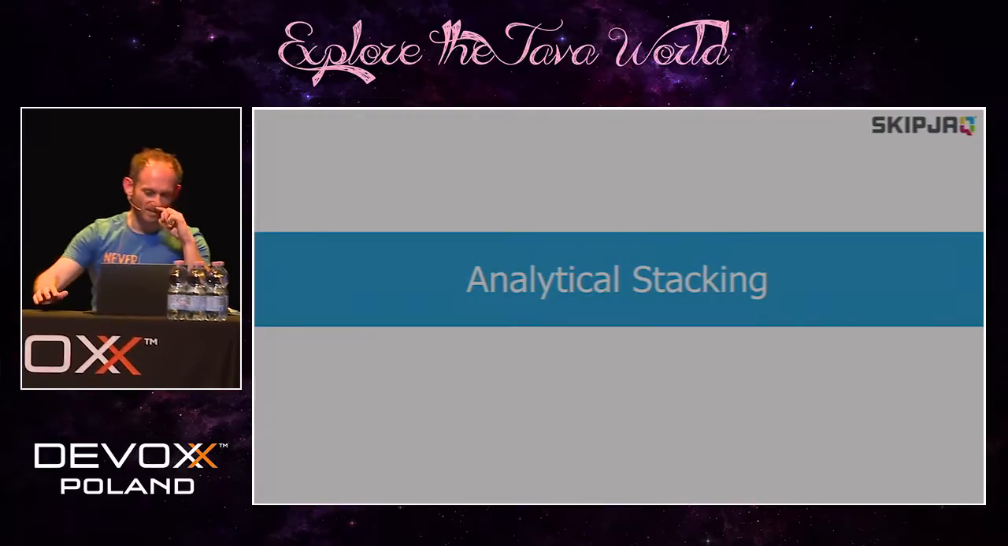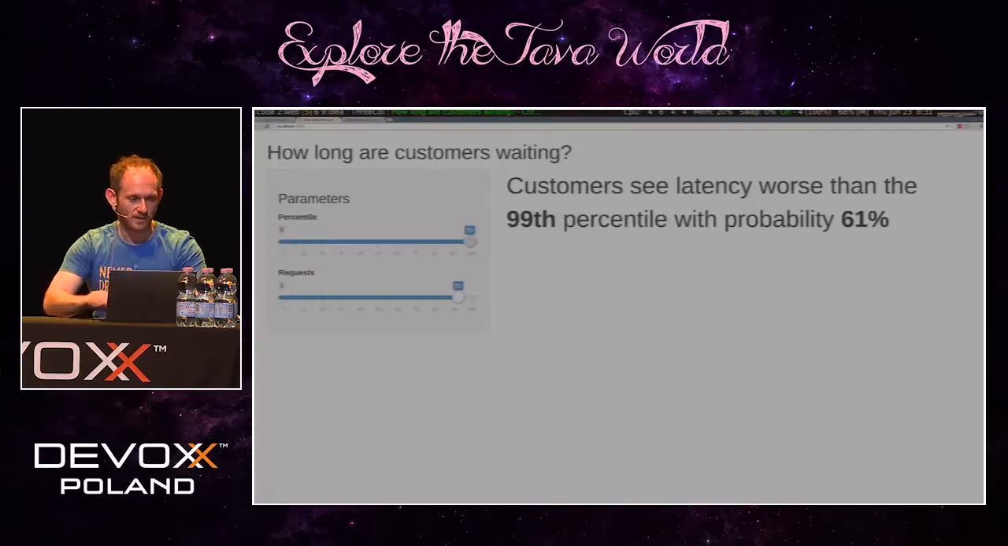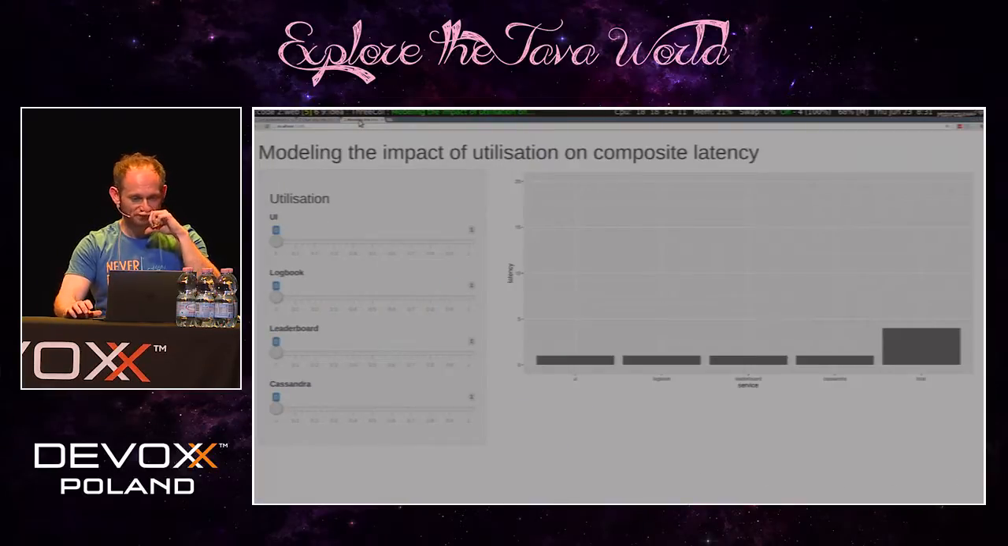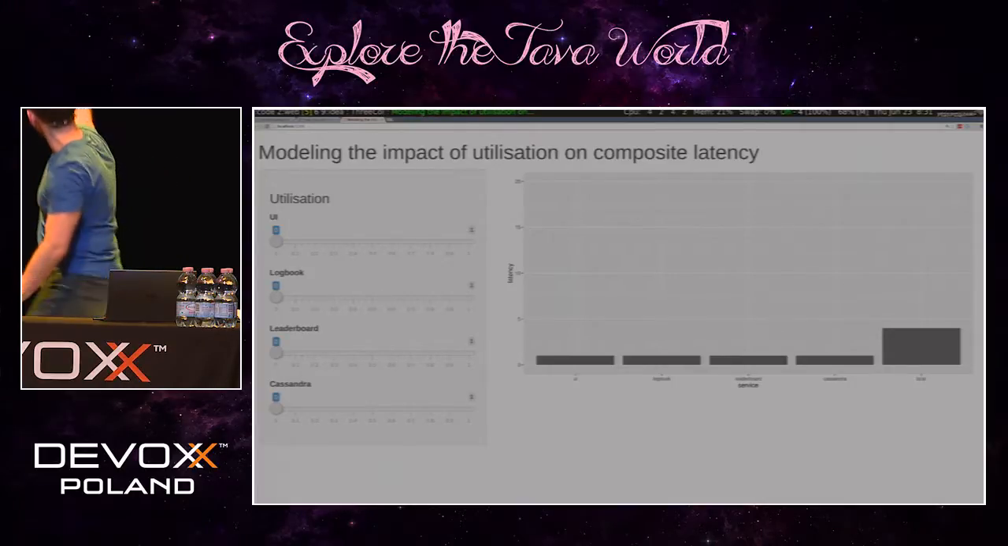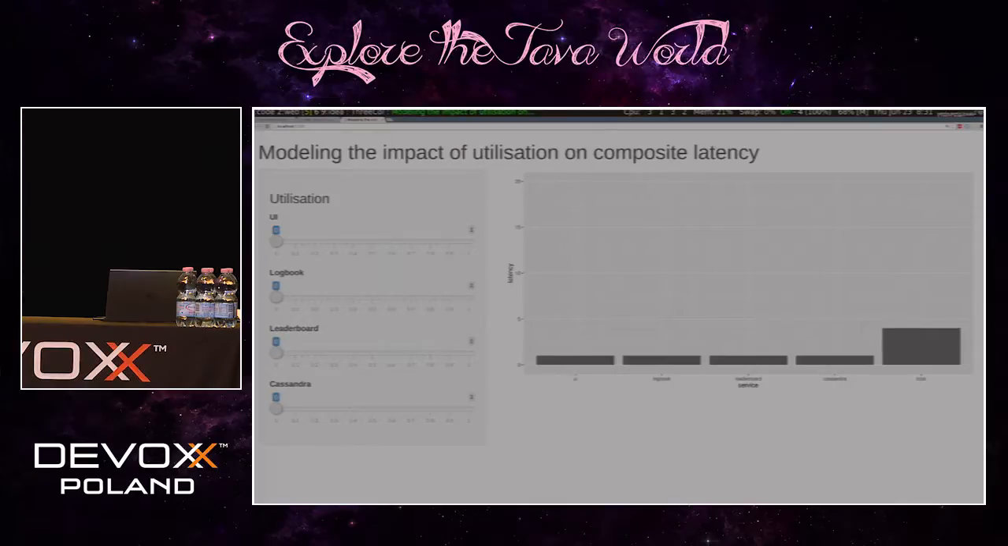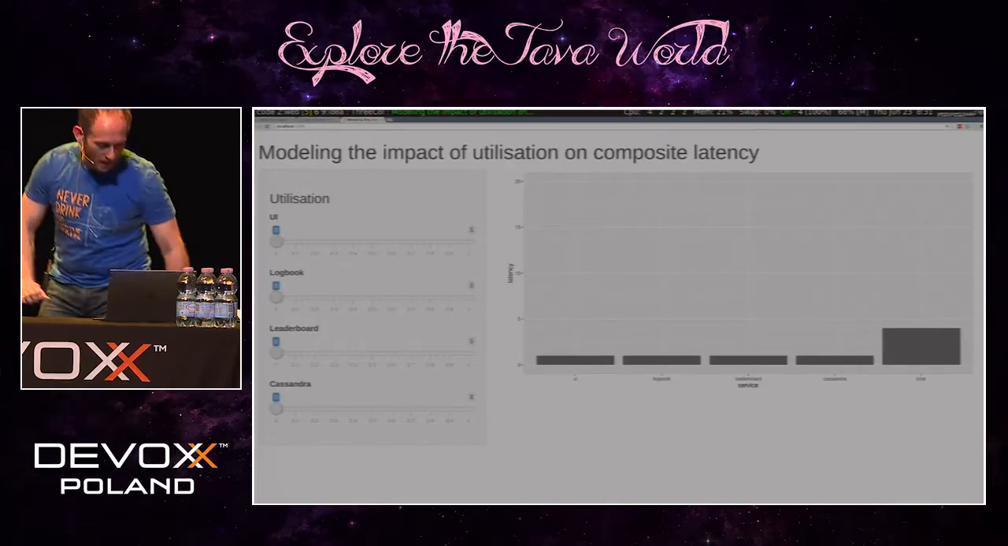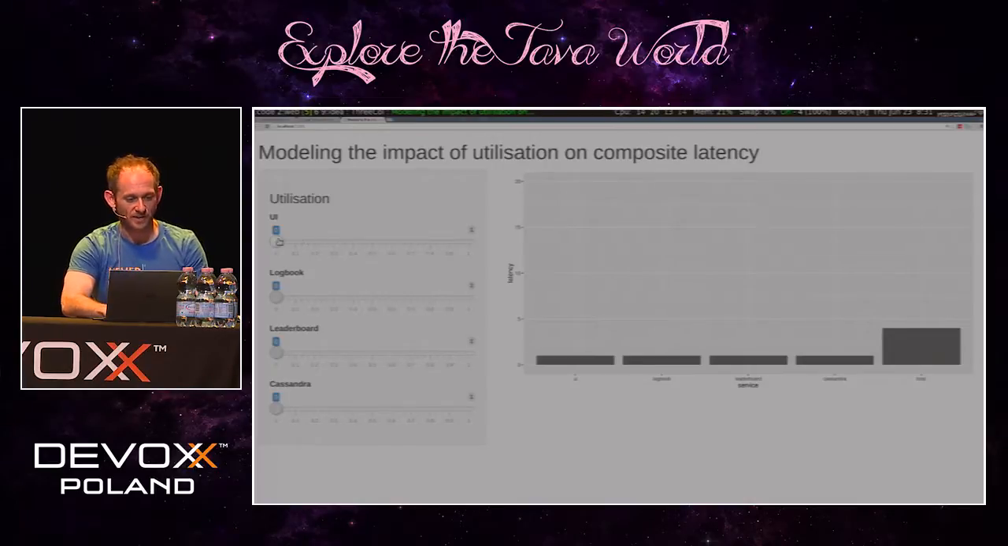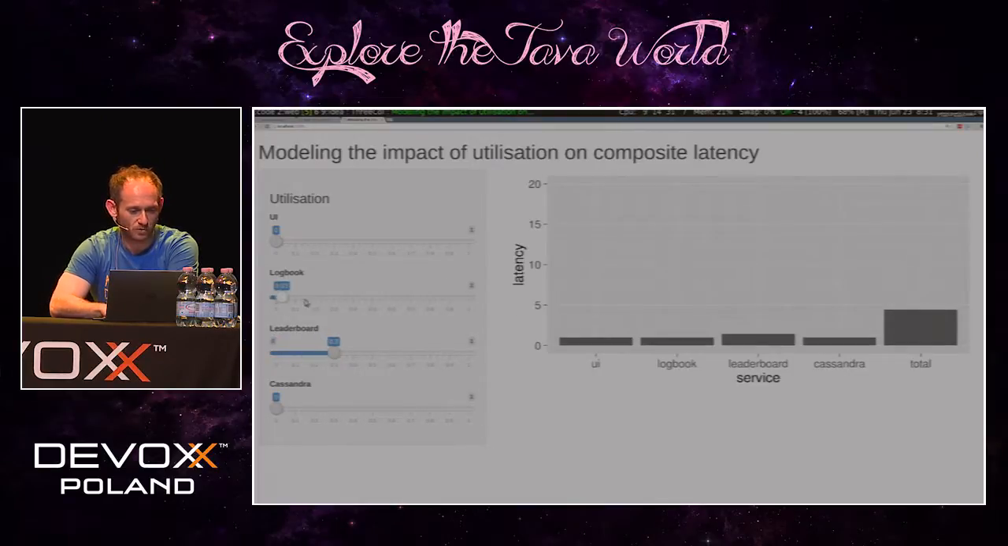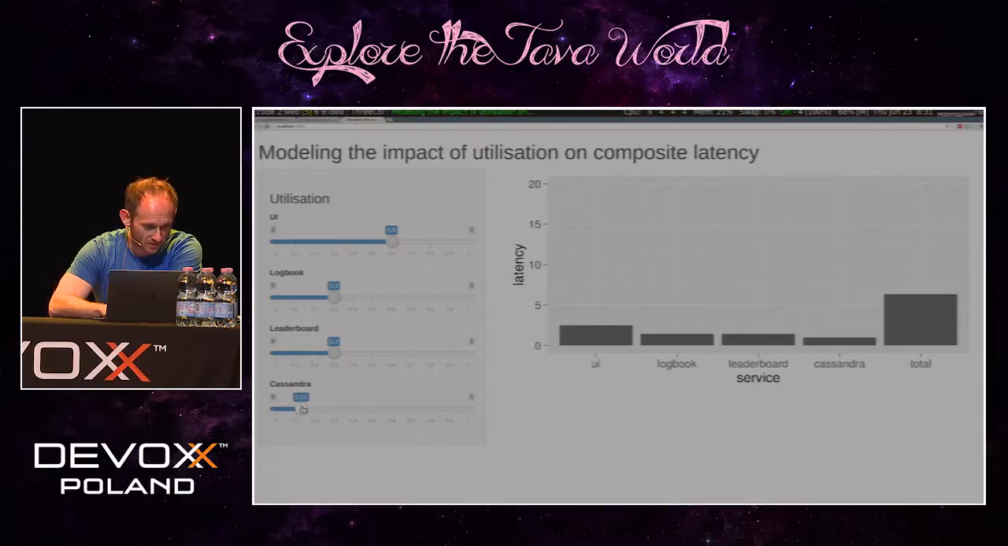So let's quickly start with just some analytical stacking. This is a very simple queue model using queuing theory, and I've got 4 services: a UI service, a logbook service, a leaderboard service, and a Cassandra service. And then at the end, I've put what the total combined latency is. I can increase the utilization on each of these services with my sliders here, and we'll see how that impacts the latency. So the leaderboard's maybe going to be 30%, the logbook the same, UI, that's JavaScript, so let's say 60%. Cassandra is supposedly very fast, so that's going to keep that quite small.